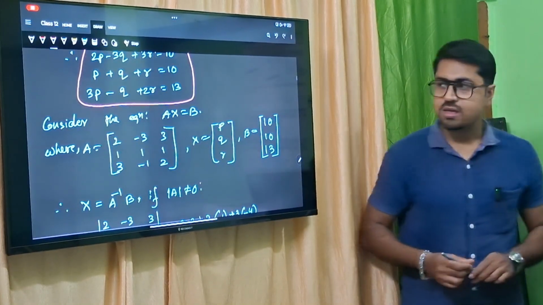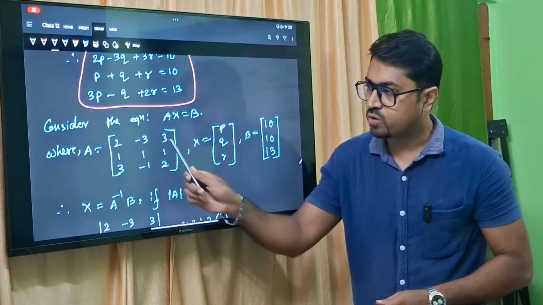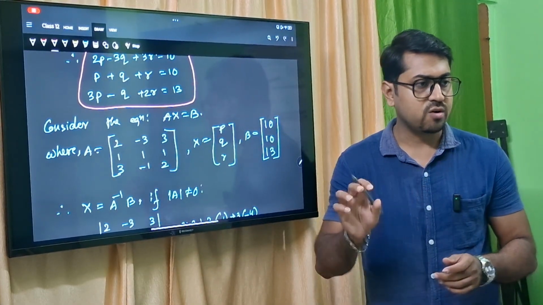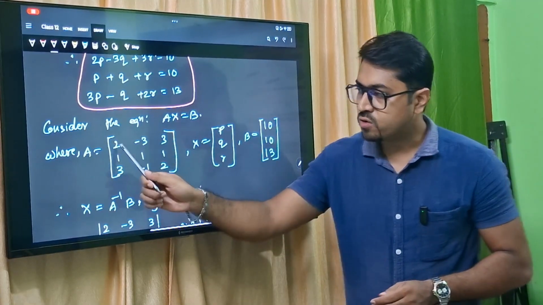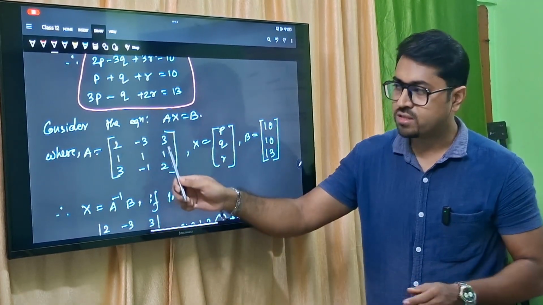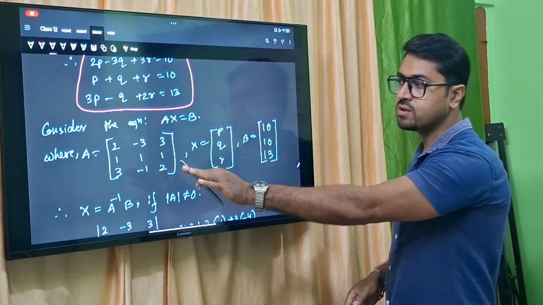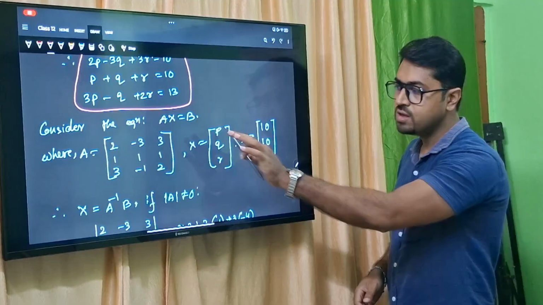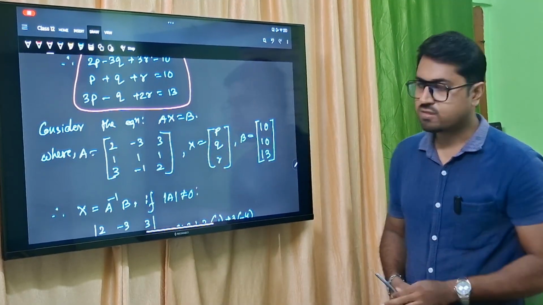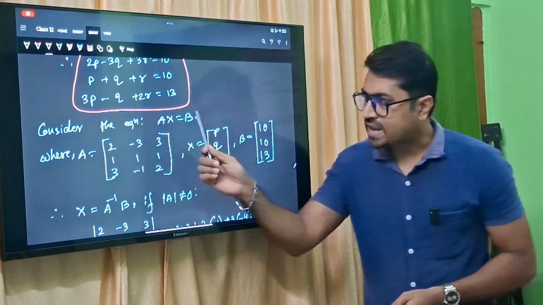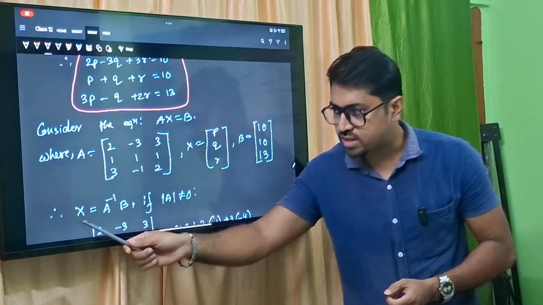The way of writing is, we consider the equation AX equal to B, where A is the coefficient matrix. No need to write the statement; just write A equal to the matrix of coefficients, 2, minus 3, 3, the way I showed. So this is the coefficient matrix. Then X is called the variable matrix, p, q, r, and B is called the constant matrix. For this kind of equation we need the value of X, and that is why we need this equation to solve it.